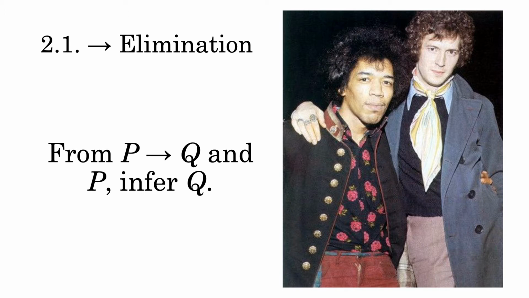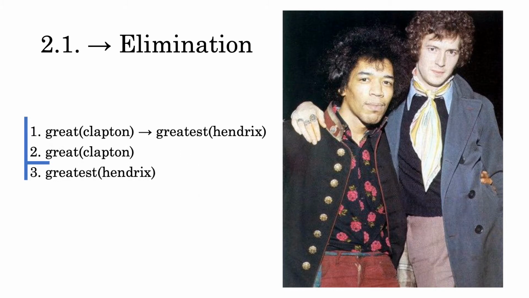Let's walk through a formal proof of our previous example. So let's represent Clapton is a great guitarist by Great(Clapton). And similarly, Hendrix is the greatest guitarist with Greatest(Hendrix). And you can see why we've represented the proof just as we have. The only thing we need to add to this is a rationale on line 3, and that's just going to be arrow elim 1, 2. Let's make sure we understand why that is.